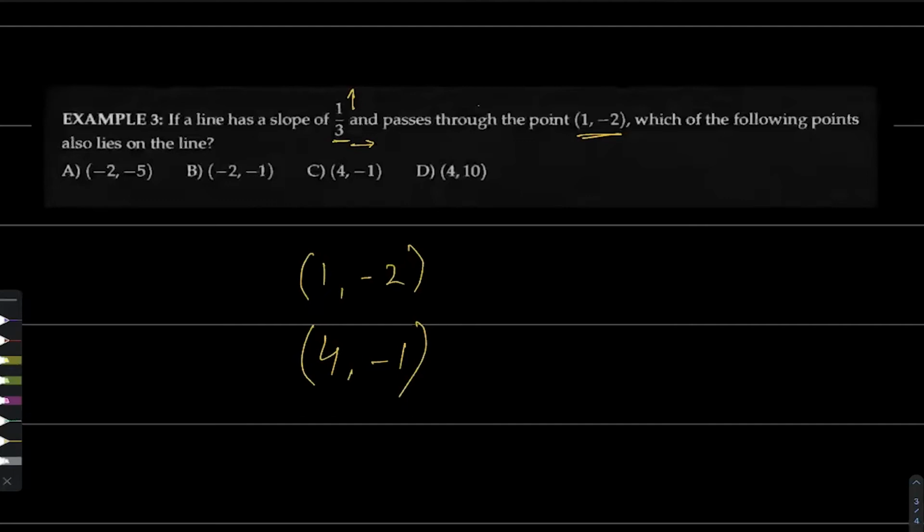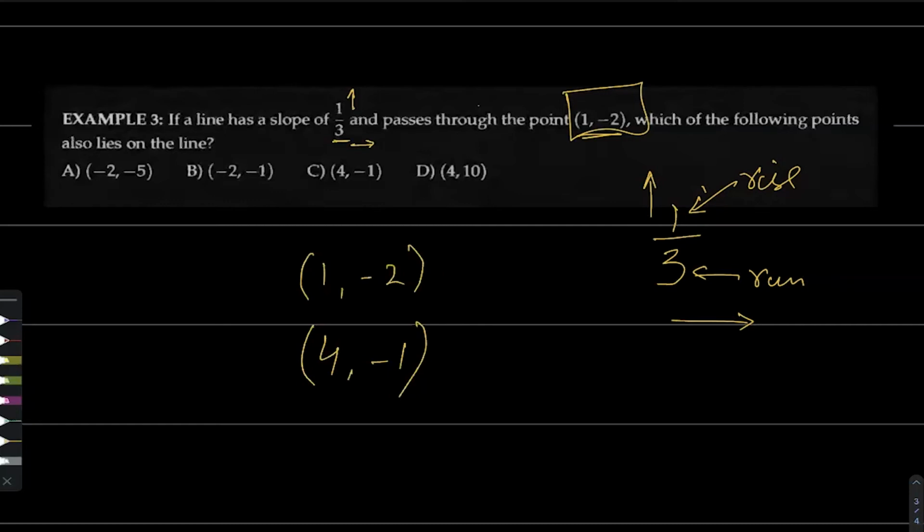Sir, how do you know 1 over 3? How do you know which one of them is x and which one of them is y? Because I told you 1/3, that's how the slope works. This is always rise, this is always run. So this is always towards the right or left, and this is always towards up or down. And in this, x is 1 and y is -2.